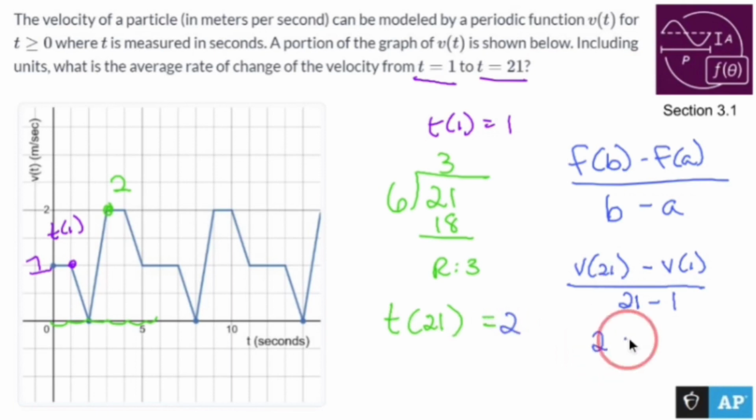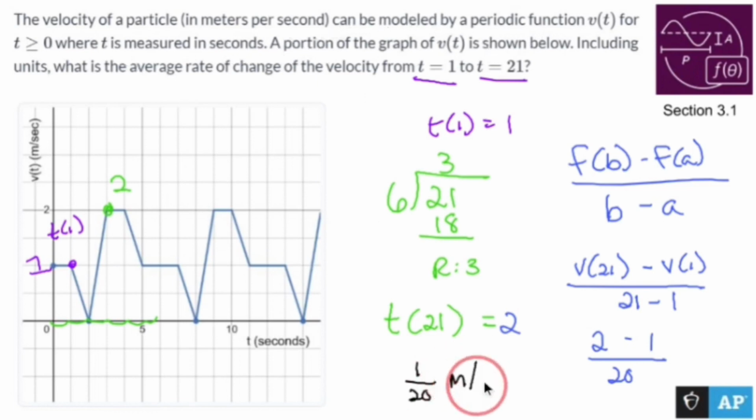V of 1 we already said is 1 over 21 minus 1 is 20. So to put it all together, because they want us to include the units, we have 2 minus 1, let me get my calculator, is 1. We have over 20. And this is the average rate of change, which is something per second, meters per second.